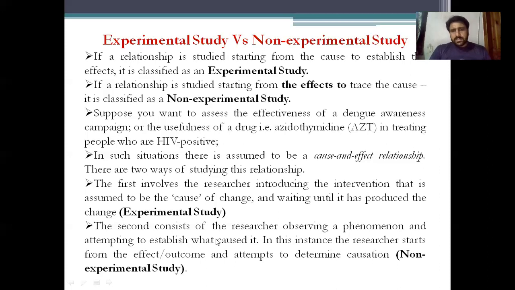The second type consists of research observing a phenomenon and attempting to establish what might have caused it. In this instance, the research starts from the effect or outcome and attempts to determine the causation, a non-experimental study. For example, people might have developed HIV or AIDS, and you might observe the phenomenon and try to establish what might have caused it from the data or history available to you, or you might observe the patients and look into their traits and possible attitudes, which might be leading to the increased development of the disease.